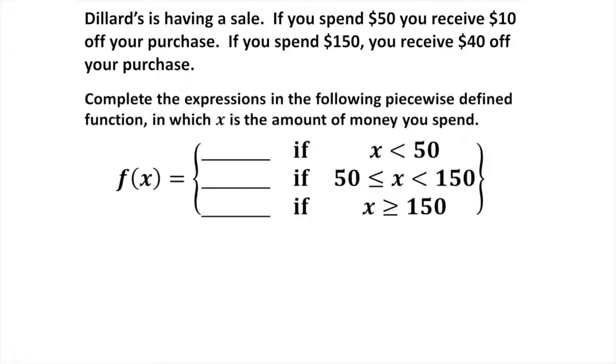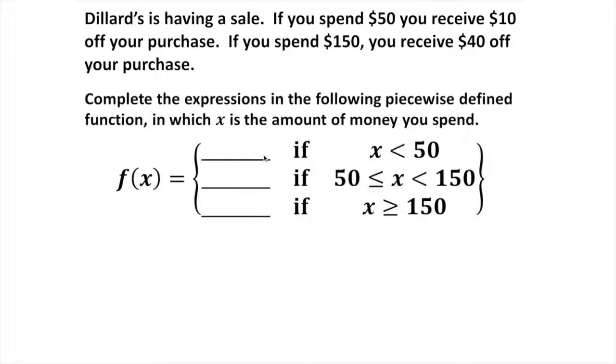So we've got one here. This says x is less than 50. And x represents the amount of money we're going to spend. So if we spend less than $50, what's my equation going to be? Let's say I spent $40 at Dillard's. Well, I wouldn't get any discount, so it would just be $40. So this one would just be x.